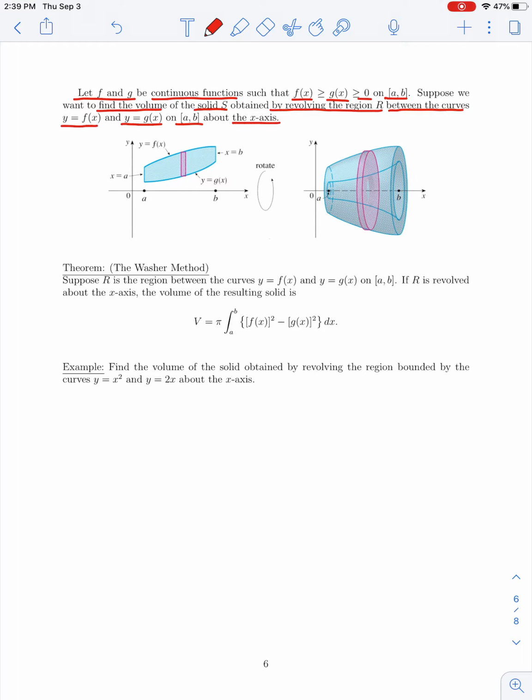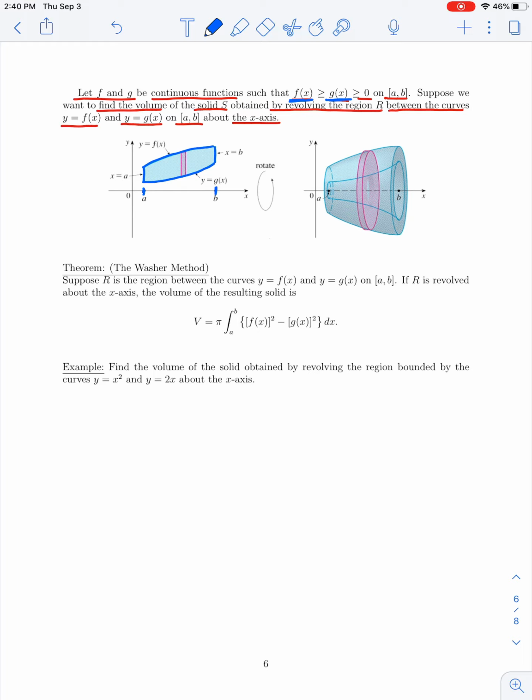So let's get a visual of the problem that we're trying to solve here. We have the graphs of two functions, y equals f of x, shown here, and y equals g of x. These are both non-negative functions. And as in the statement of the problem, f of x is greater than or equal to g of x, so the graph of f of x lies above g of x. And we're looking at the area of the region between these two curves on the interval from x equals a to x equals b.